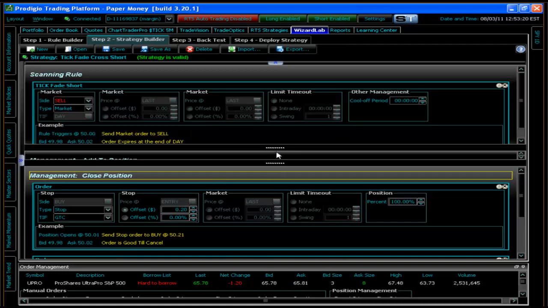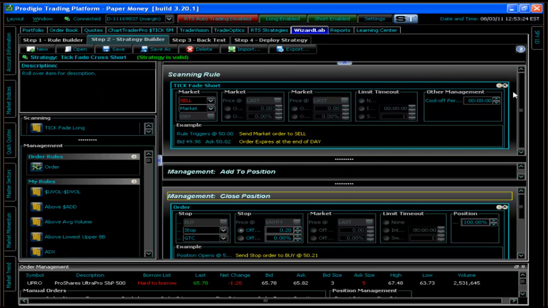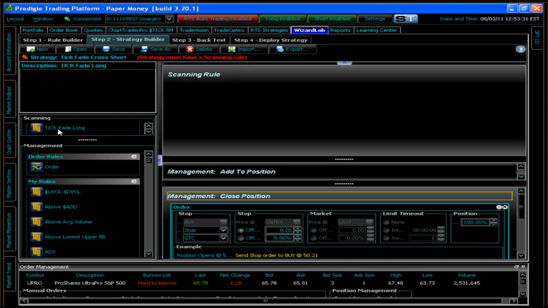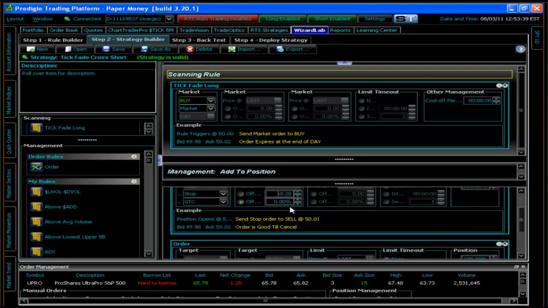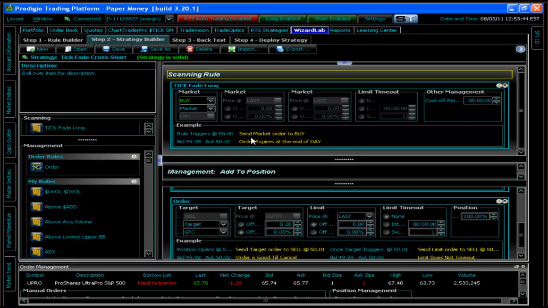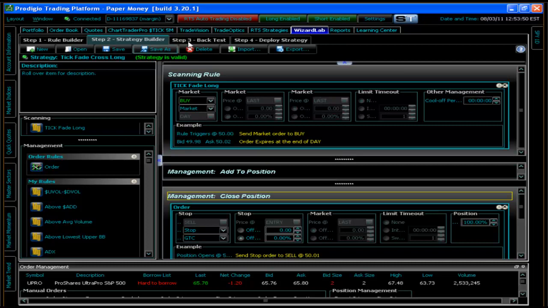Right, now the cross long, that's just the opposite. I mean, it's very, very simple. All you need to do to make this, because it's so easy to do this, instead of having tick fade short as my scan, I can replace that with tick fade long. And I want this to buy, and because this is buy, this automatically reverses the stop and the target. So you see the stop is 20 cents below, and the target is 20 cents above for long positions. I can save this as cross long, and I've got two strategies.